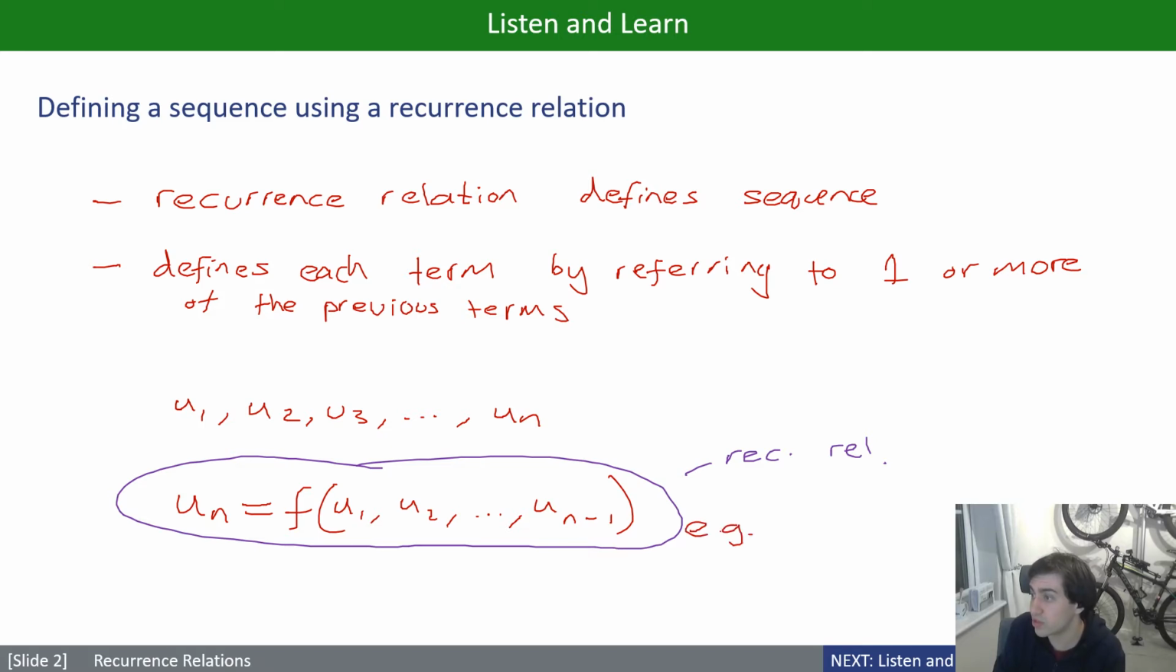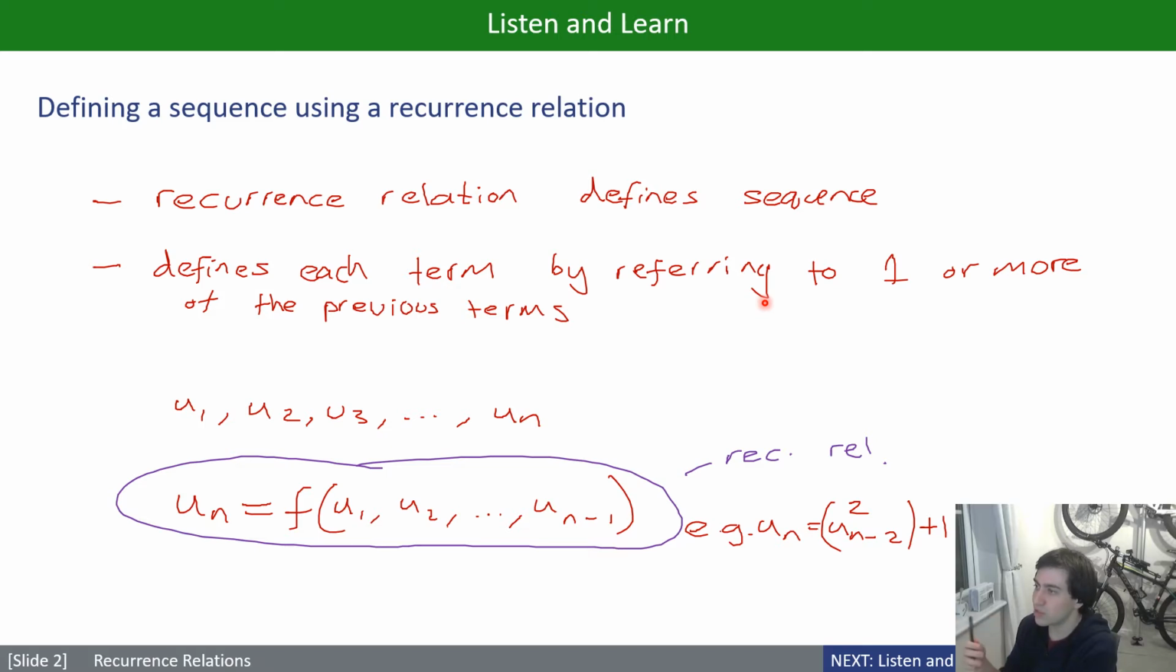or any mixture. You could have U_n equals, let's say, U_(n-2) squared, and then add 1 to it. That's also a valid recurrence relation. What that one's saying is take the term 2 before, square it and add 1, right? Now what you'll have noticed is we haven't yet talked about what the first value is, right?